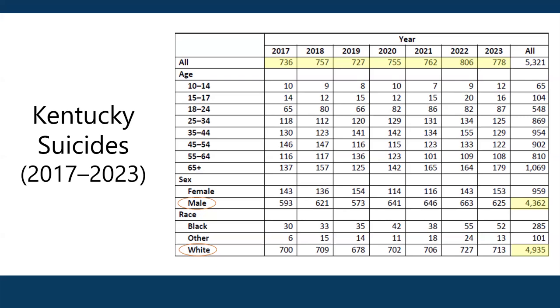Over the last 7 years, approximately 79% of all people who died by suicide in Kentucky were of working age. This makes the workplace the most cross-cutting system for suicide prevention, intervention, and crisis response.